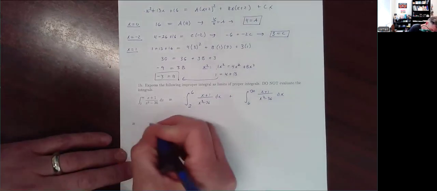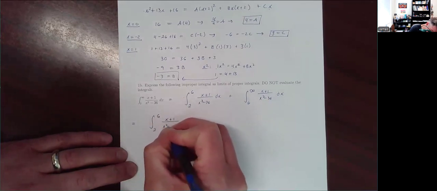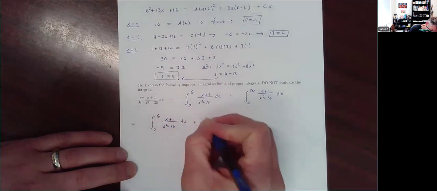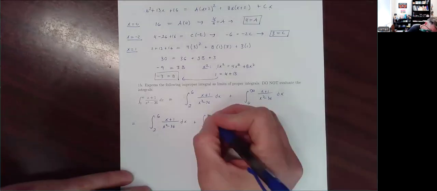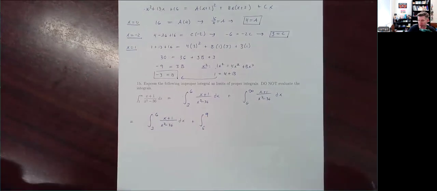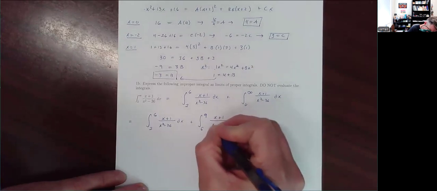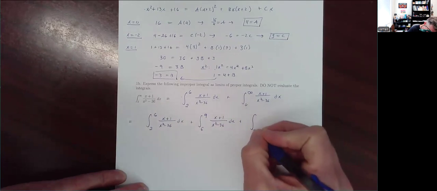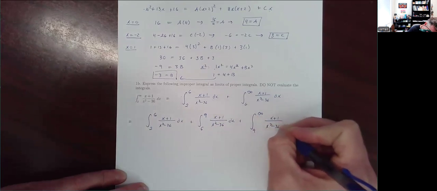So we're going to rewrite this as the integral from 2 to 6 of (x plus 1) over (x squared minus 36) dx plus the integral from 6 to, pick any number you like that's bigger than 6. I would normally pick 8 because 8 is kind of my favorite number, but 8 kind of looks like infinity. So I'm going to pick something like 9. Or 7 would be fine, or whatever you like. Of (x plus 1) over (x squared minus 36) dx plus the integral from 9 to infinity of (x plus 1) over (x squared minus 36) dx.